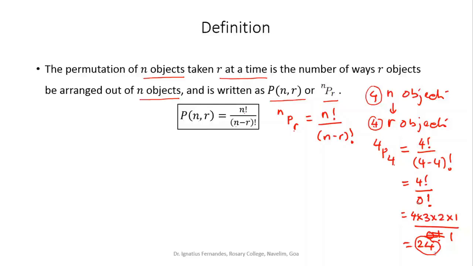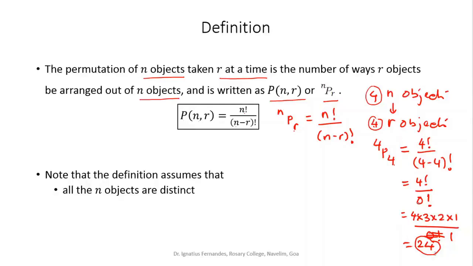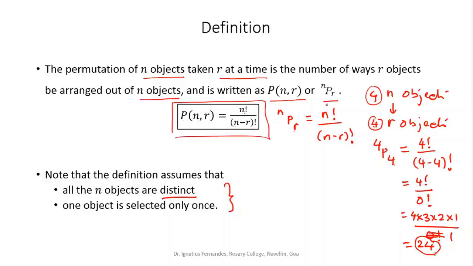So permutations talk about how many different arrangements are possible of n objects taken r at a time. The only thing you have to remember is that we are assuming that all the n objects we are talking about are distinct, and that one object is selected only once. So these are the 2 assumptions based on which we carried out all this arrangement. In general, this is how we define permutations of n objects taken r at a time.